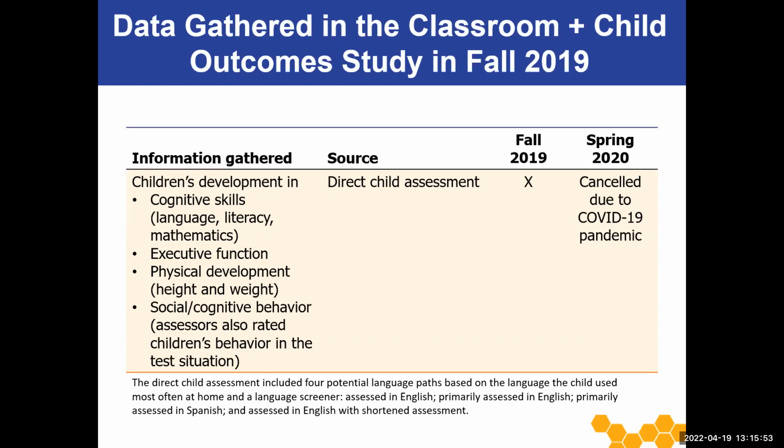The assessment included 4 potential language paths based on the language the child used most often at home and a language screener. So children could be assessed in English, primarily assessed in English, primarily assessed in Spanish, or assessed in English with a shortened assessment. The specific assessments children received could vary by language path, and more details on this are included in the user's manual.